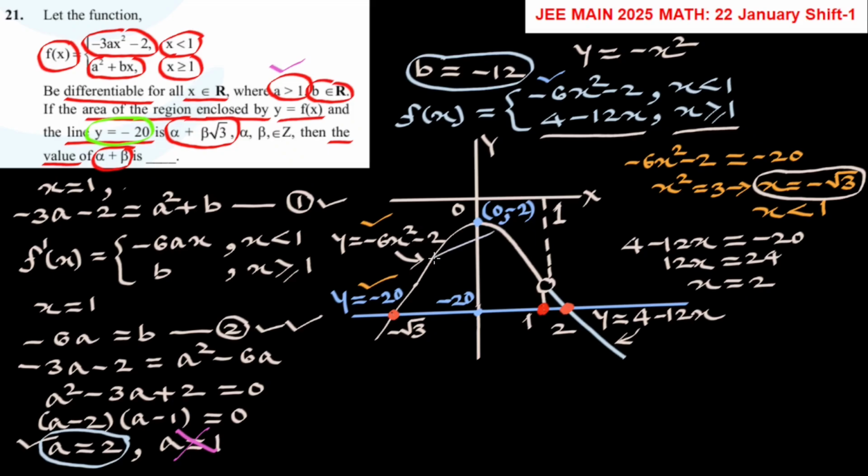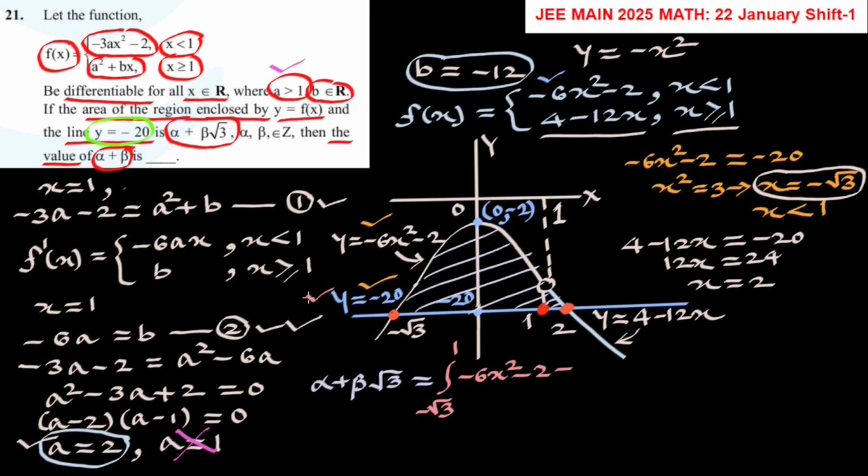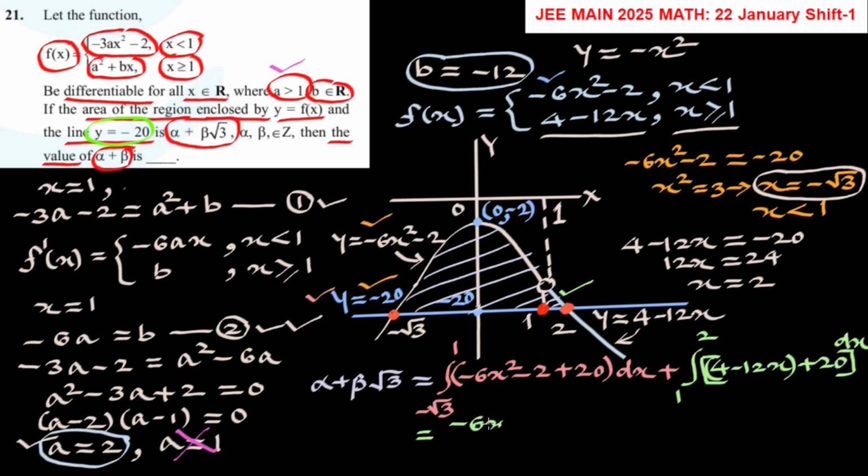Now this whole area is given as alpha plus beta root 3, that we can find by adding the area below the parabola from minus root 3 to 1, upper curve minus 6x square minus 2 minus the lower straight line y equals minus 20, that is minus of minus 20 is plus 20, dx, plus the area under this straight line, integral from 1 to 2 of 4 minus 12x minus of minus 20, plus 20, dx, which equals minus 6x cube upon 3 plus 18x from minus root 3 to 1, plus minus 12x square upon 2 plus 24x from 1 to 2.